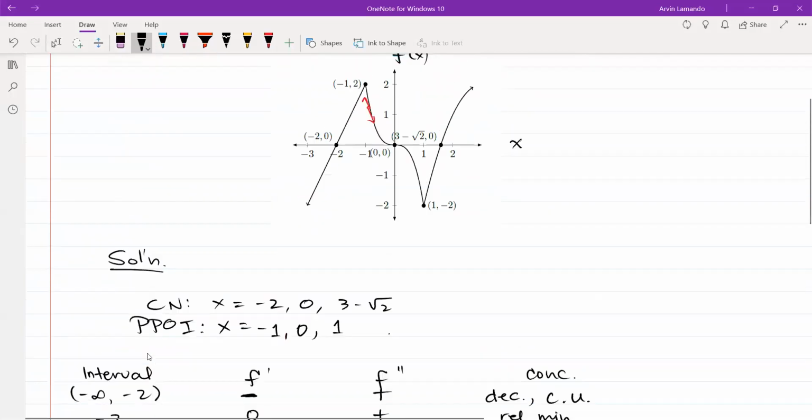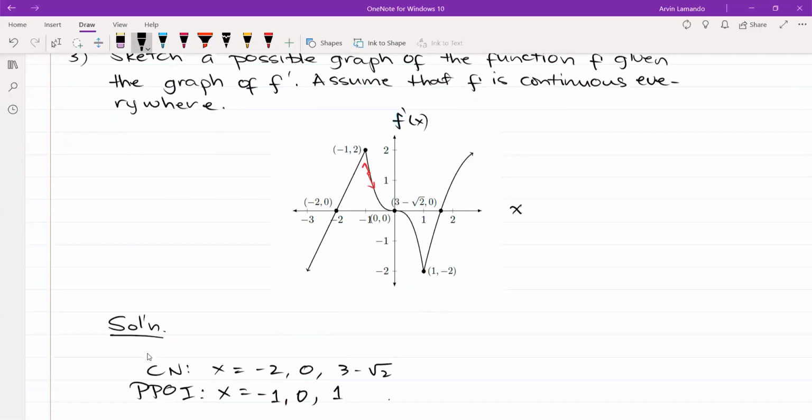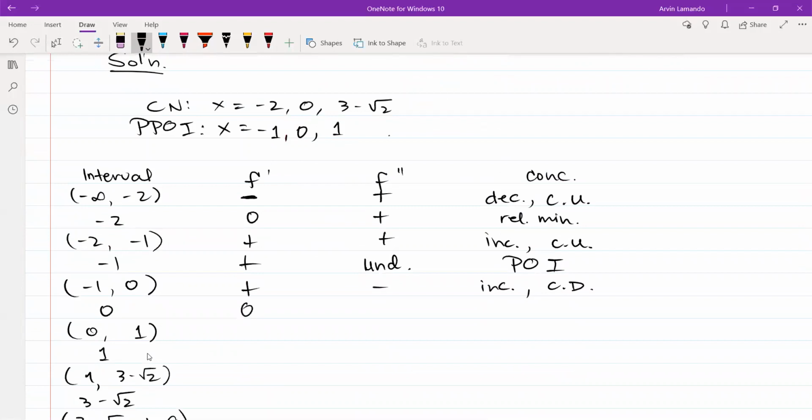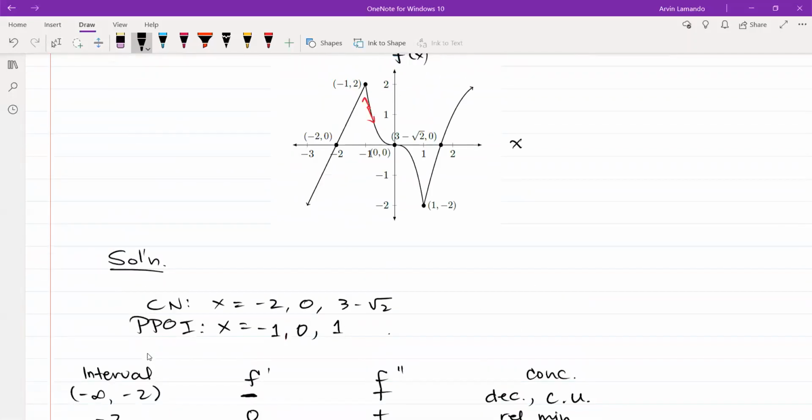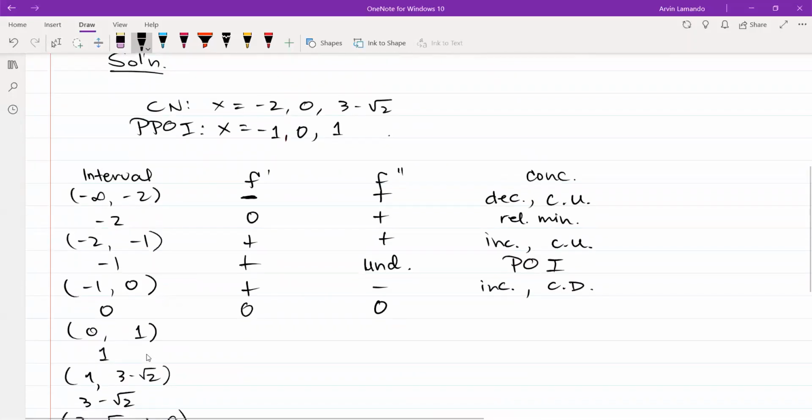So at x equals 0, f prime is 0, f double prime is also 0. The tangent line is horizontal. So we still don't know the behavior of f at exactly x equals 0. So let's fill out the next row.